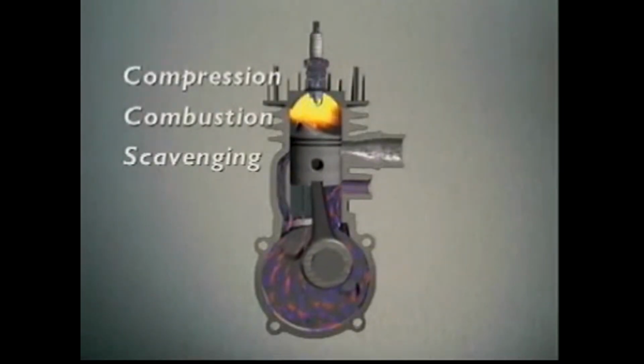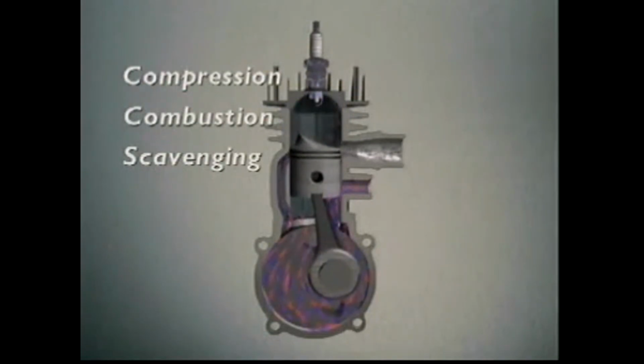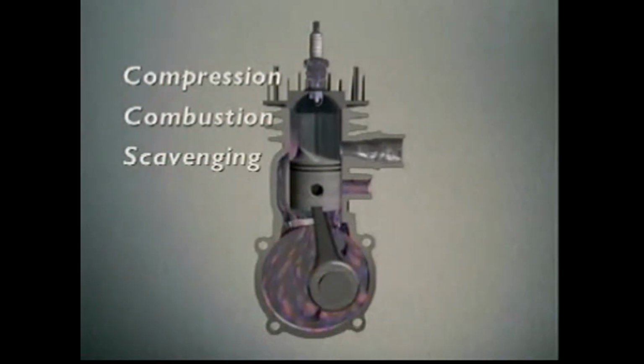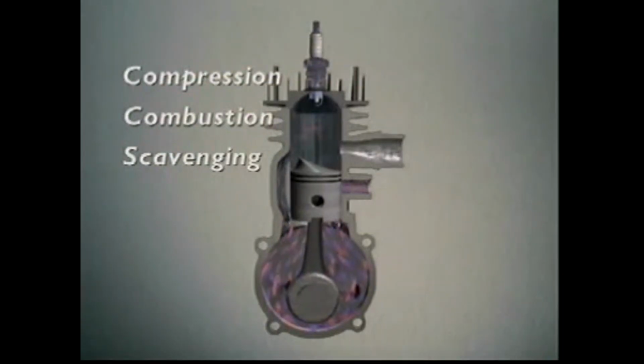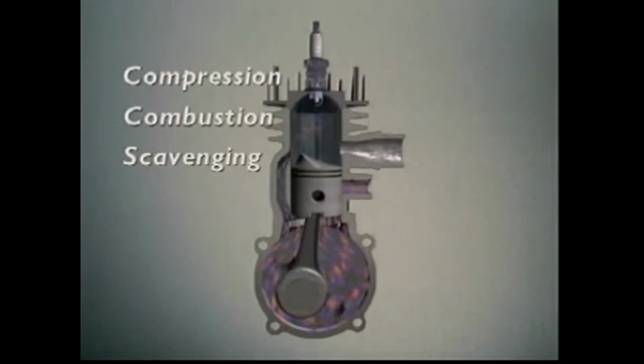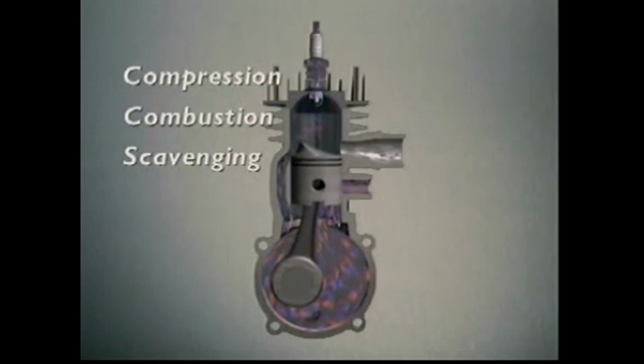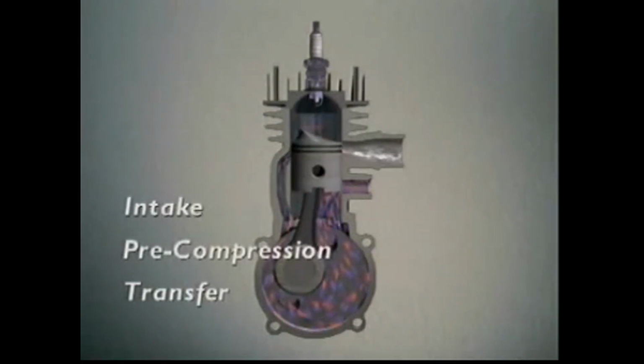Notice which events occur above the piston. Compression of the air-fuel mixture into the combustion chamber, combustion for the power stroke, and scavenging of the exhaust gases. Notice the events that occur below the piston. Intake into the crankcase, pre-compression of the air-fuel mixture in the crankcase, and the transfer of mixture from the crankcase through the transfer port and into the combustion chamber.